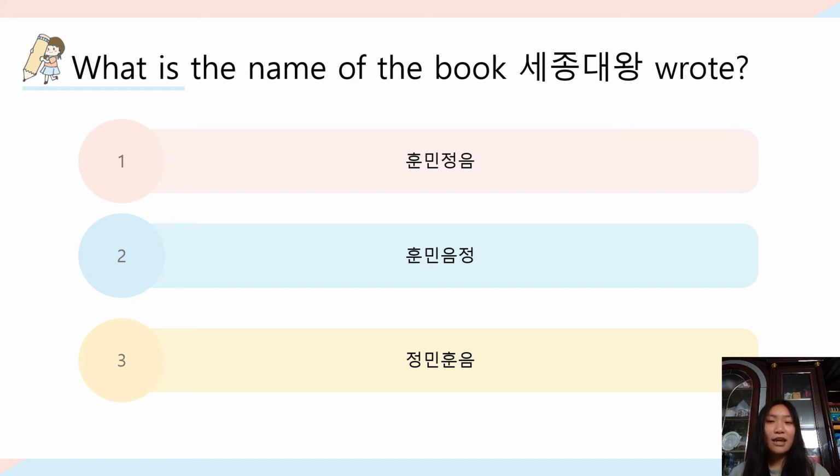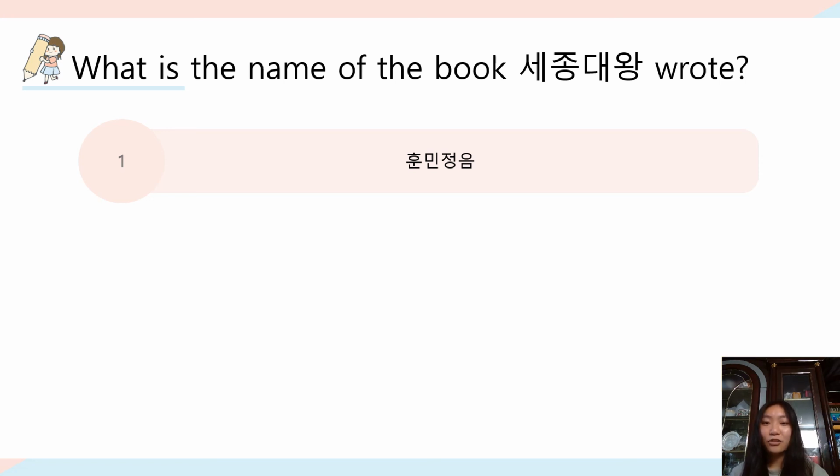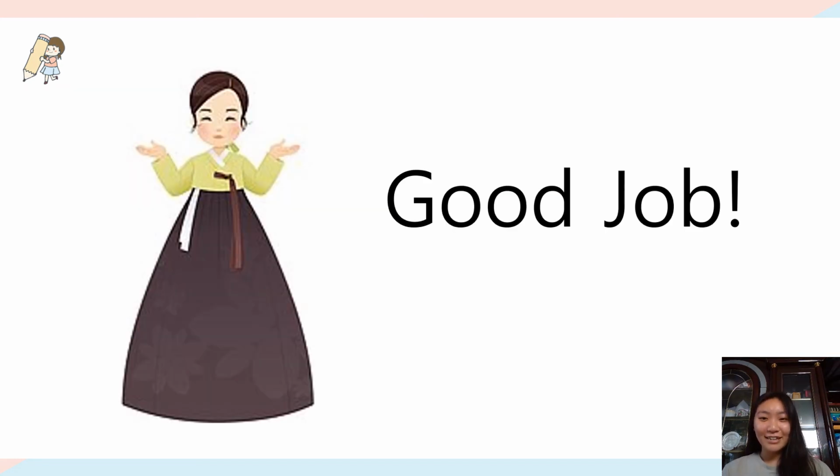Now, let's see what is the name of the book Sejongdaewang wrote. This one is a little tricky because it was written really small on the screen. But are you able to choose the right one? I'll give you 10 seconds for this. If you said Hun Min Chong then you are correct. Good job everyone! 잘했어요. How many were you able to get correct? Make sure you tally it up and also let me know.